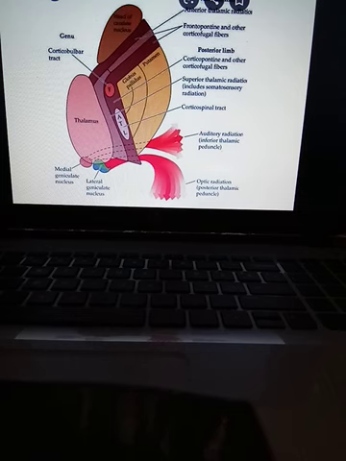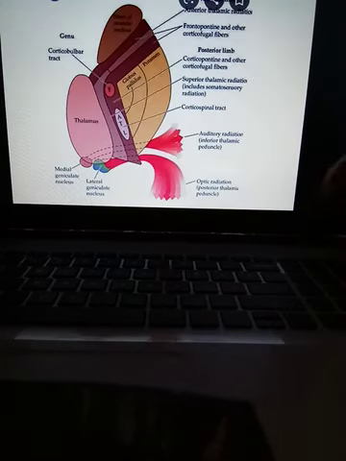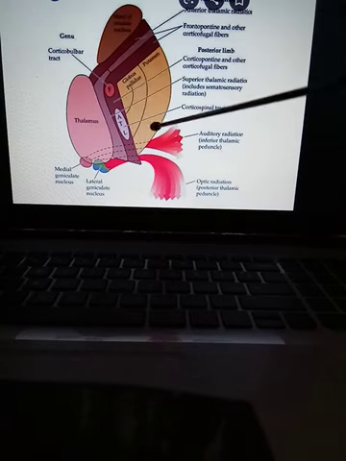Then after that comes another diagram. First of all, I want to tell you that your internal capsule has five parts. It has the anterior limb, the genu, the posterior limb, and two more parts, the retrolentiform part and the sublentiform part.